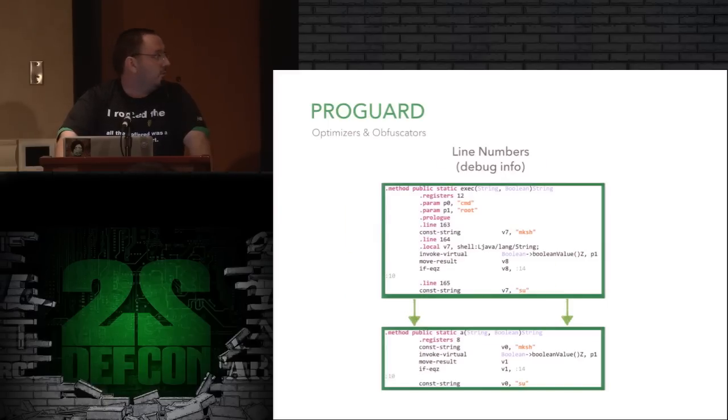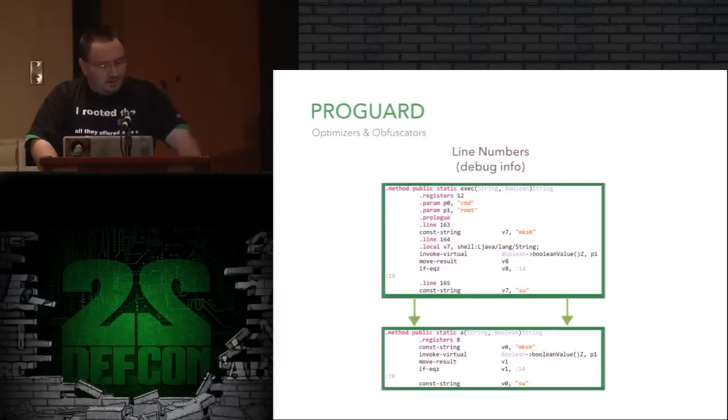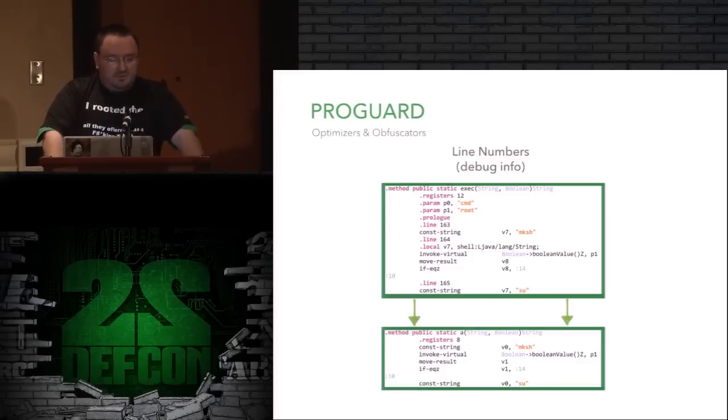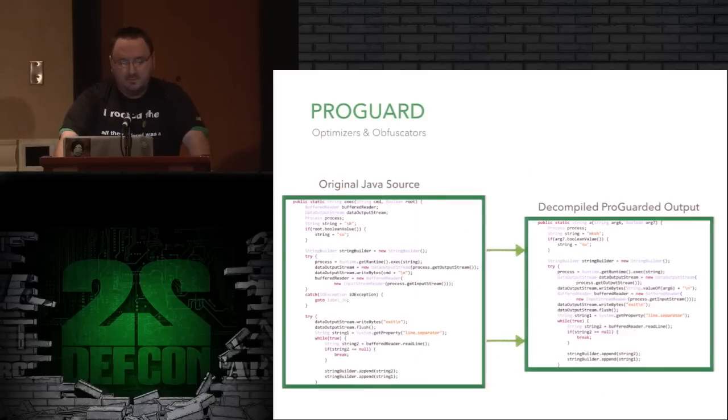Another thing that ProGuard and most obfuscators will do is remove the line numbers, so your stack traces will be rather confusing. It reduces the size of the DEX a little bit, but not too big of a deal. ProGuard stays pretty easy. Here's an example of a method that will execute shell commands. On the left-hand side we have the original source, and on the right-hand side we have the decompiled ProGuard protected output.